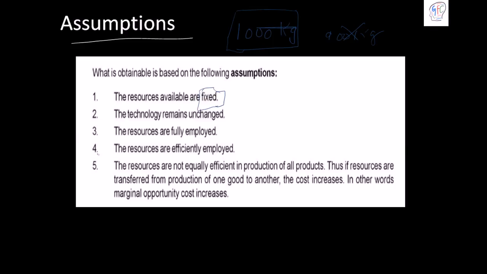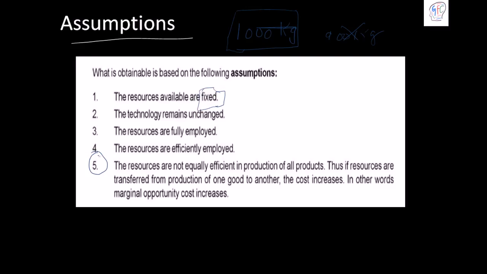Then finally, we talk about the last assumption, and this assumption is very important, as this is going to formulate the core reason behind the operation of marginal opportunity cost. So what is this fifth assumption all about? Let us read it once. The resources are not equally efficient in production of all products. Thus, if resources are transferred from production of one good to another, their cost increases. Or in other words, the marginal opportunity cost increases. Marginal opportunity cost will be discussed further in the lecture. But to make it simpler, let me put it this way.